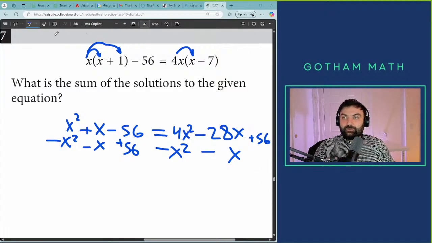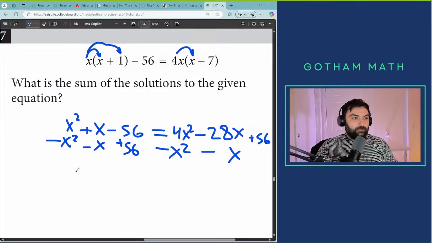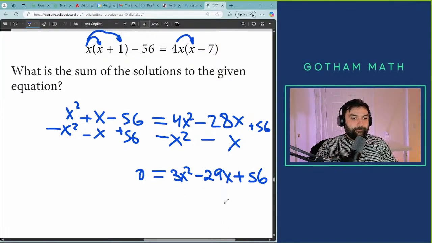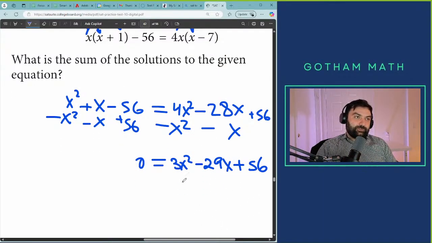All right, so it's going to be 0 on the left side, and then, well, no. What do I mean? 3x squared minus 29x plus 56. All right, so now the sum of the solutions.